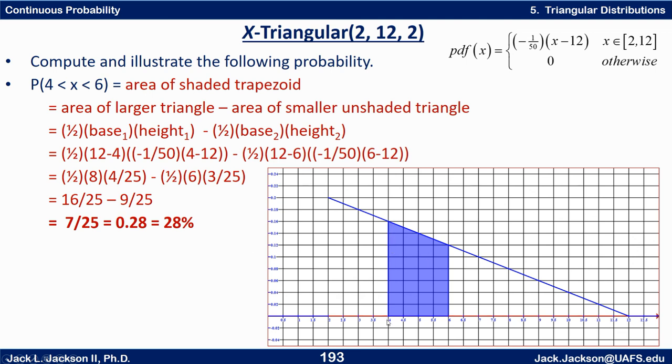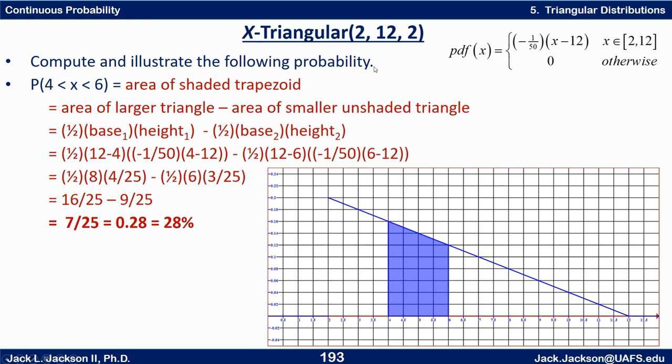That's the area going all the way from 4 up to 12, so a big triangle there. And then we're going to subtract off a smaller unshaded triangle right here. It has a base going from 6 to 12, so that's a length of 6 right there. And its height is the PDF of 6. Put the 6 in here in place of x. That'll give you the height of the curve right here. It looks like it's 0.12. Let's see if that works out. 6 minus 12 is negative 6, times negative 1/50 is 6/50, which is 3/25. And that is 0.12. That's 1200ths.